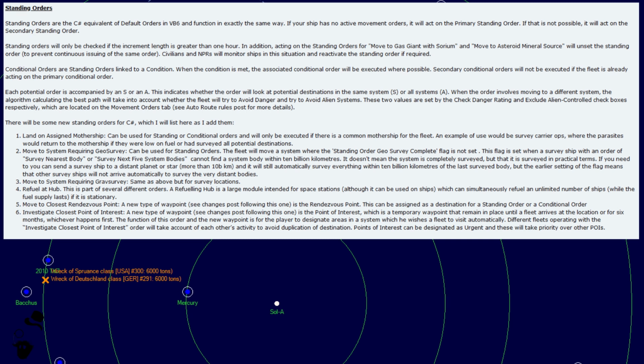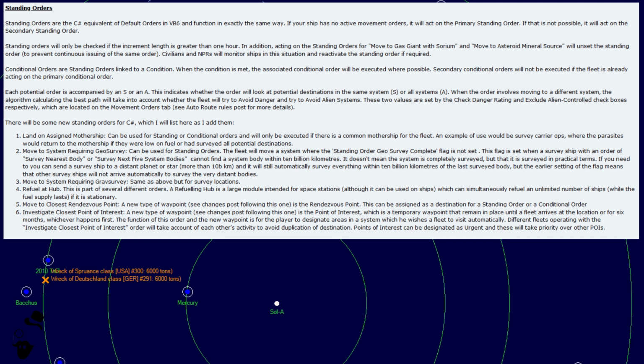Refuel at hub. This is part of several different orders. A refueling hub is a large module intended for space stations, or that can be used on ships, which can simultaneously refuel an unlimited number of ships. We already covered that, if it is stationary. Move to closest rendezvous point. A new type of waypoint, which we will cover shortly, is a rendezvous point. This can be assigned as a destination for a standing order or conditional order.